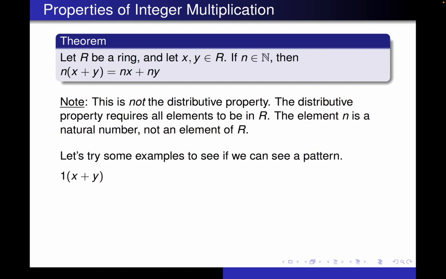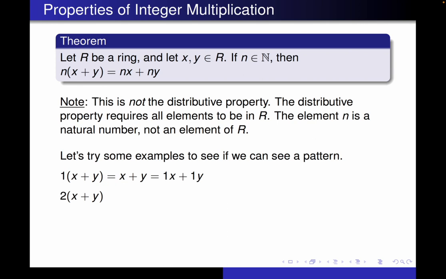So if I want to do 1 times (x plus y), and if I want to prove that is equal to 1 times x plus 1 times y, well, by the definition of integer multiplication, 1 times (x plus y) is just x plus y. And also, by the same definition of integer multiplication, x is equal to 1 times x, y is equal to 1 times y. So we get 1 times (x plus y) equal to 1x plus 1y, which is exactly what we wanted to prove for n equals 1.